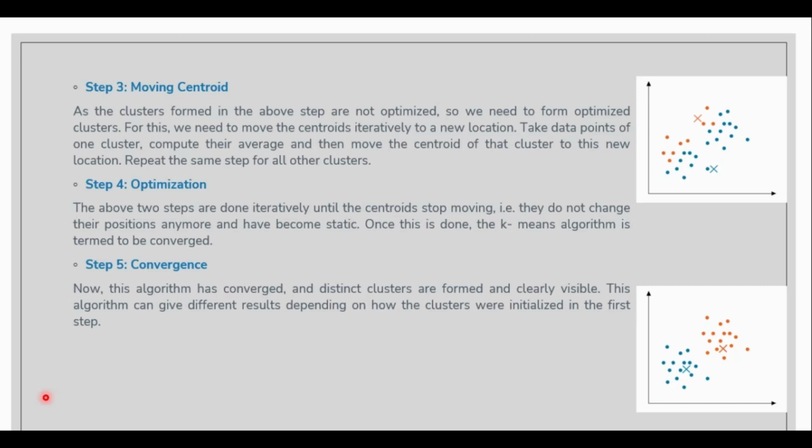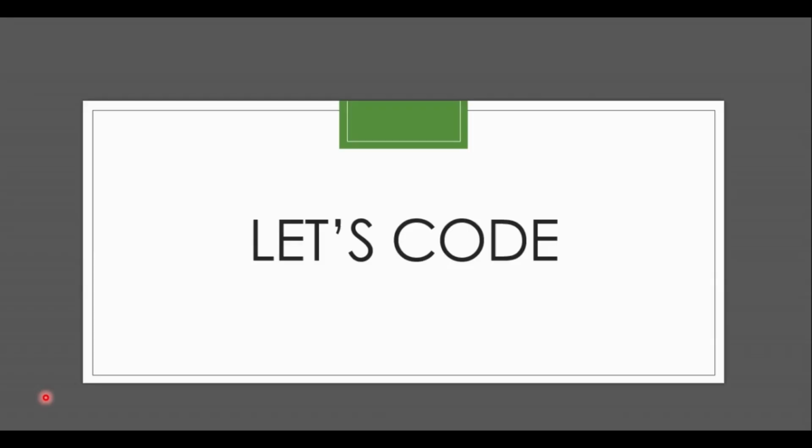Step 4. Optimization. The above two steps are done iteratively until the centroids stop moving. They do not change their position anymore and have become static. Once this is done, the k-means clustering algorithm is termed to have converged. Step 5. Convergence. Now the algorithm has converged. The distinct clusters are formed, and it is clearly visible that the algorithm can give different results depending on how the clusters were initialized in the first step. Now let's code k-means clustering in Python.